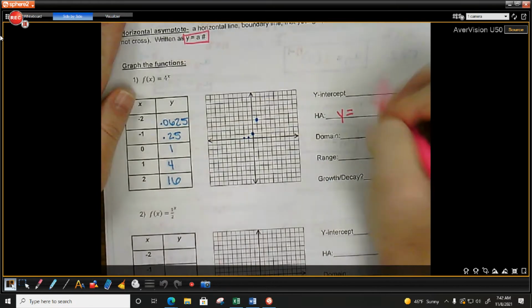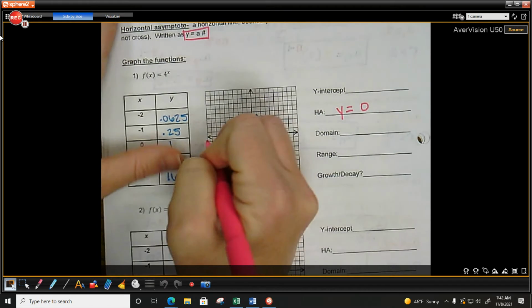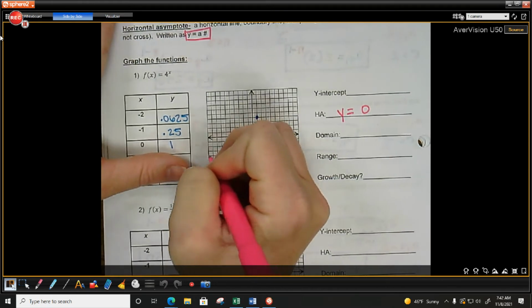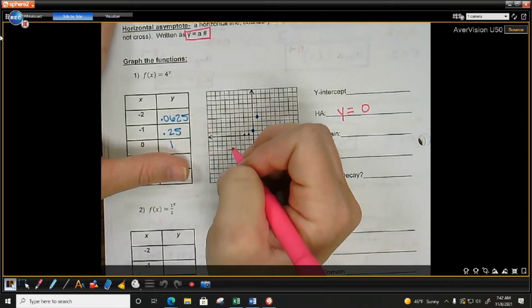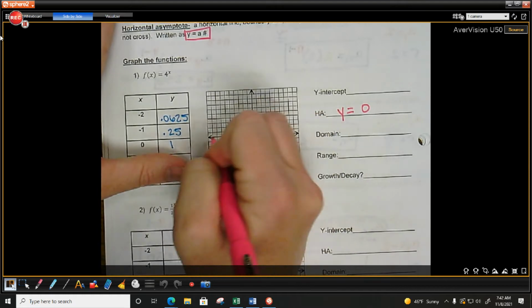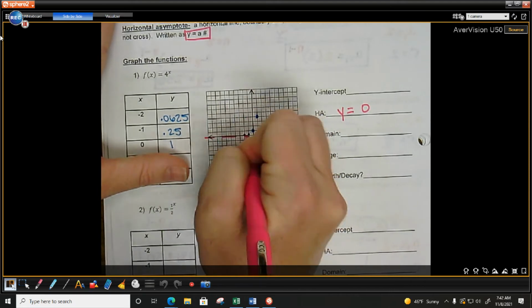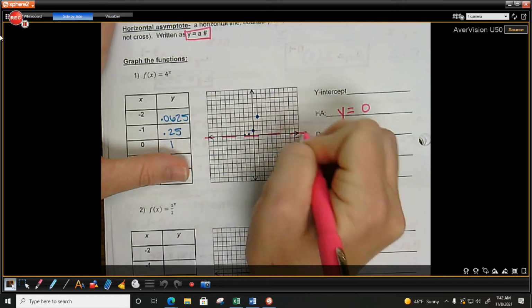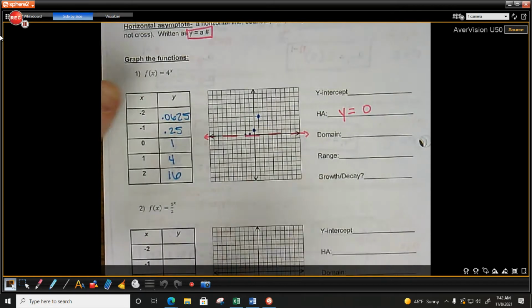So, draw your horizontal asymptote over the x-axis. The way we draw it is it's a dashed line, because it's a boundary line, it's not actually part of my graph. Okay, it just helps me graph my exponential function. So it's a dashed line over the x-axis.